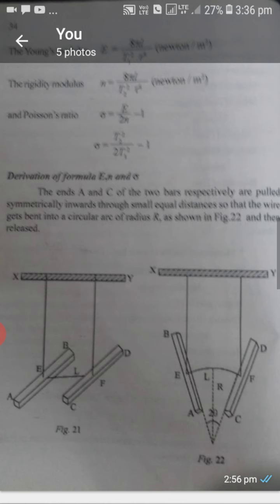Next I will derive the formula for E, N and sigma. For this, the ends A and C of the bars are tied by a string. Then you pull the string inward. Then the string forms an arc of a circle.